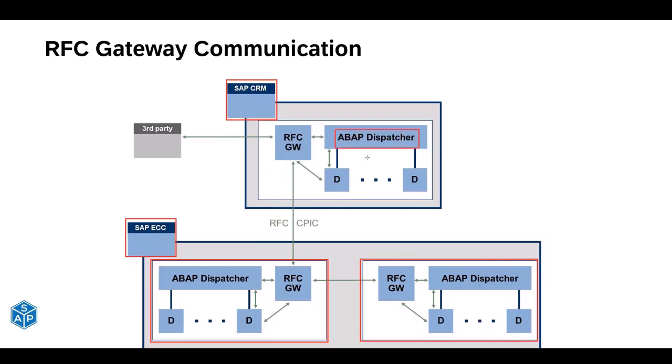The web dispatcher communicates with the dialog process. If the program wants to communicate with another system, the request goes to the RFC gateway. The RFC gateway then bridges the connection to the RFC gateway of the target system, and that system connects to the web dispatcher and fetches the result from there.